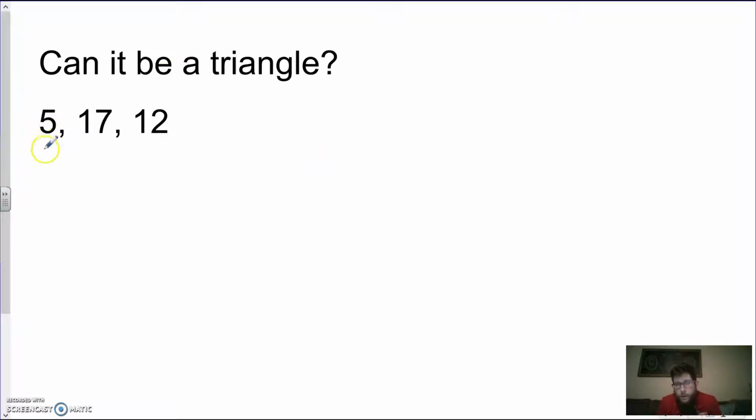Alright, so hopefully you've solved this. What we're going to do is pick my 2 small sides. Now remember, I'm doing 5 and 12. It's not your first 2 sides, it's your 2 smallest sides. So I'm going to do 5 plus 12, and I'm going to get 17.